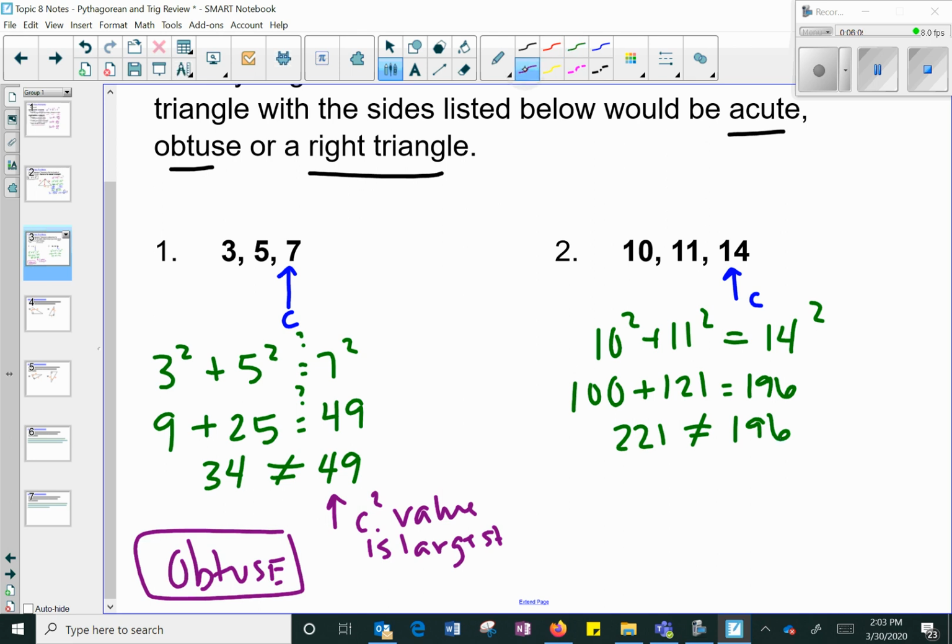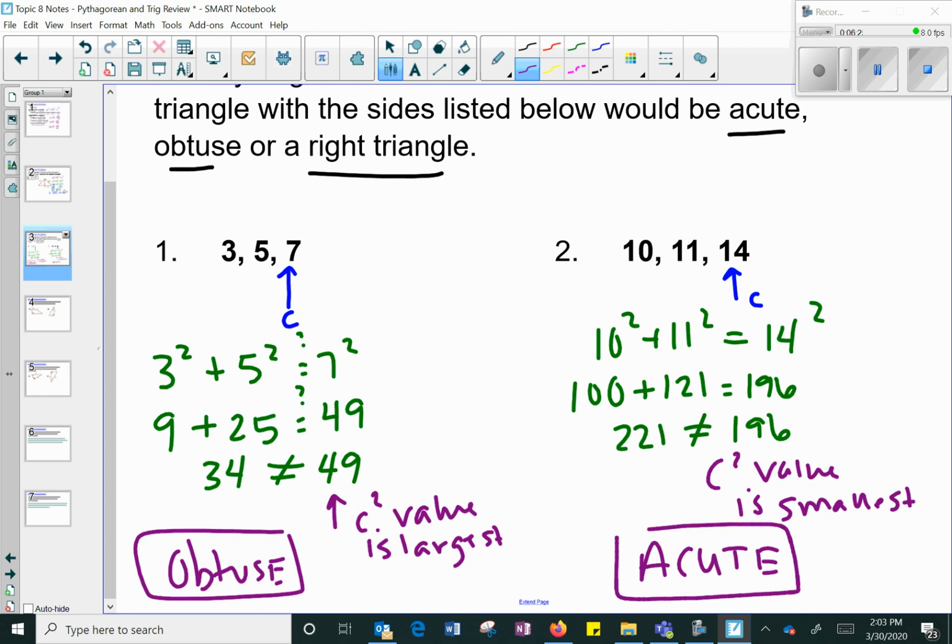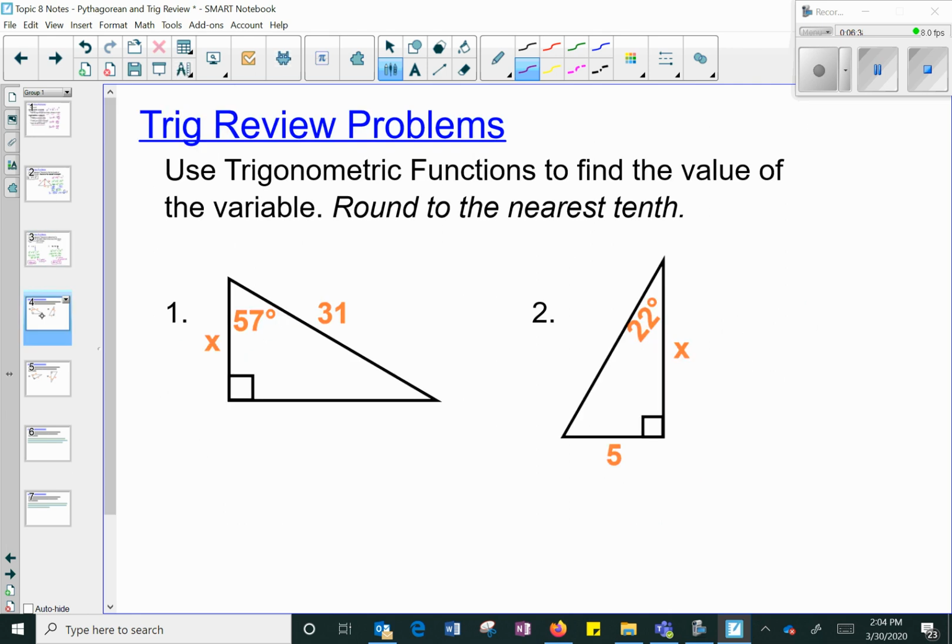In this case, our c squared value is not the largest, but is the smallest. So whenever it is the smallest, we have an acute triangle. And that would be how we classify. And once again, if these were actual equal numbers here, if the 221 was equal to 221, we would have a right triangle.